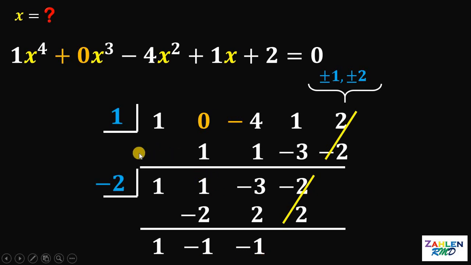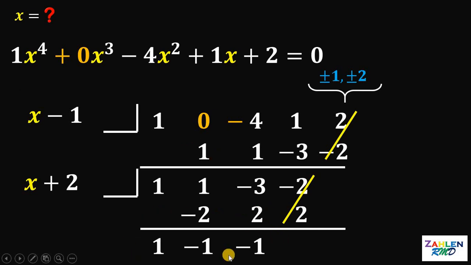So let's continue. We know that x equals 1 is a solution to this equation, and x equals negative 2 is a solution also. Now, given that x equals 1 is a solution, it follows that x minus 1 is a factor of this quartic equation. Also, x plus 2 is a factor of this equation. Now, the question is, what is the other factor?